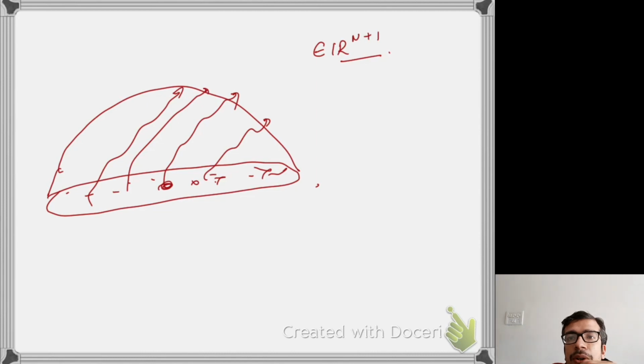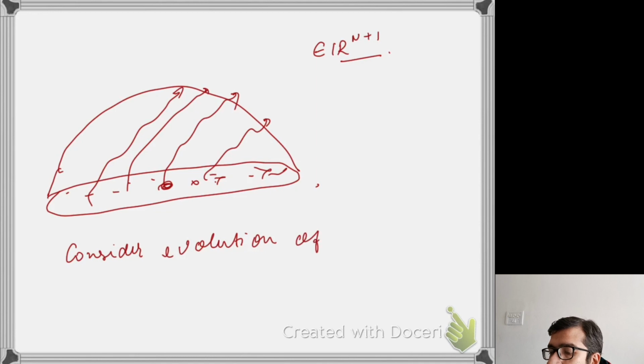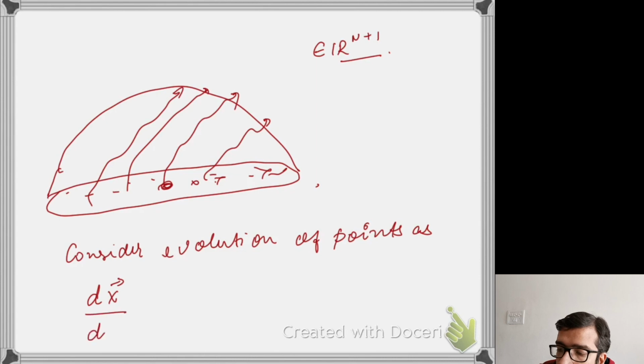And the way I'm going to evolve them is that I evolve them under their original electric field. So let us consider the evolution of points. How do I let the points evolve? I let the points evolve as dx by dt equals the electric field at x at time 0.